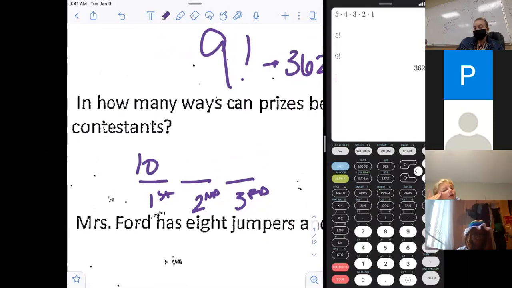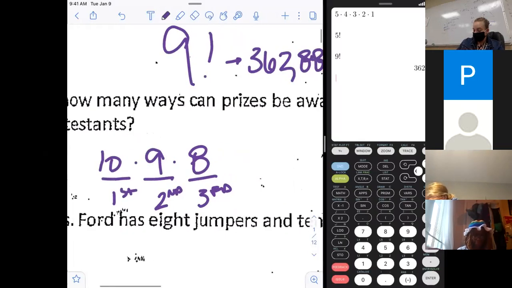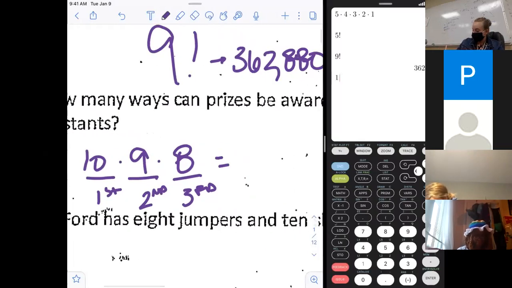Once that person gets first place, now I have 9 options. I've got 9 people who could get second place. And then once that person gets second place, I have 8 options for third place. We're not going to call this 10 factorial because I'm not going all the way down to 1. We're just going to do 10 times 9 times 8 in the calculator, and I get 720. So there are 720 ways for first, second, and third to happen.